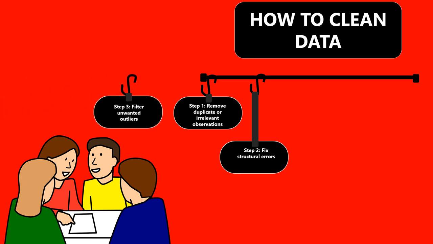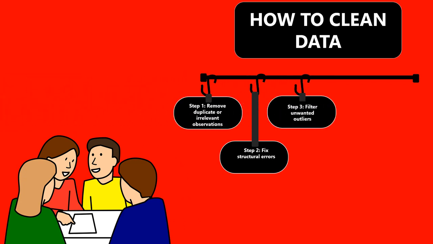Step number 3. Filter unwanted outliers. Often, there will be one-off observations where briefly they do not appear to fit within the data you are analyzing. If you have a legitimate reason to remove an outlier, like improper data entry, doing so will help the performance of the data you are working with.